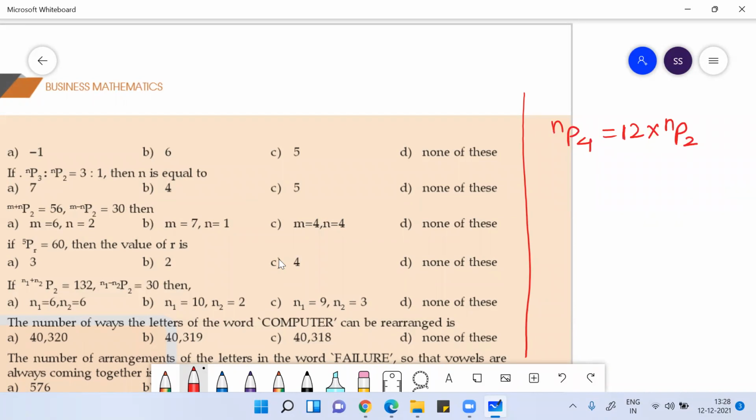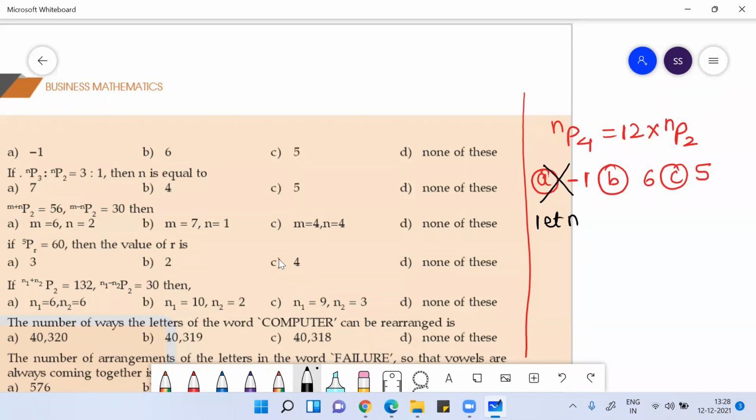They're asking you what is the value of n. Your n is -1, or n is 6, or n is 5, or none of these. I hope you understand n cannot be negative, I told you before. Then if I want to do by option, I have two options, 6 and 5.